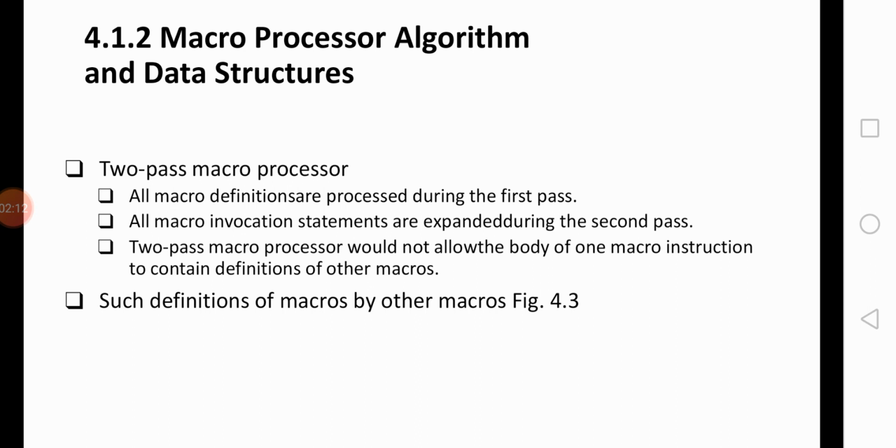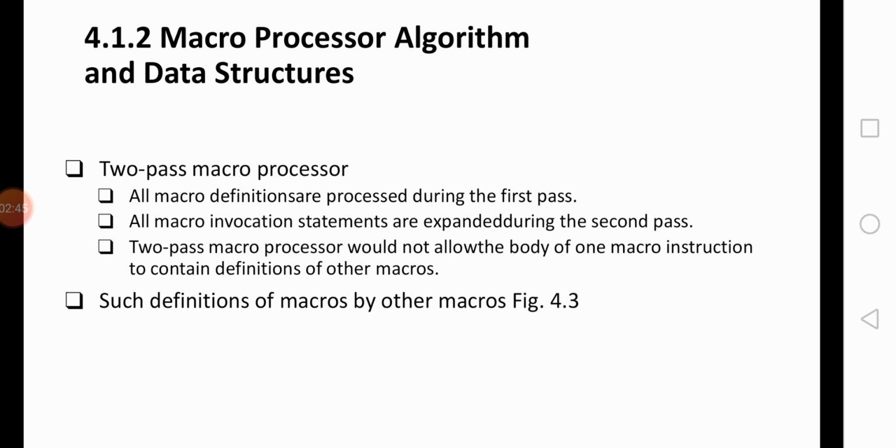Then, a two-pass macroprocessor would not allow the body of one macro instruction to contain definitions of other macros. What is the meaning of this? All the macros would have to be defined during the first pass before any macro invocations are expanded, because it allows only definitions before any macro invocation.